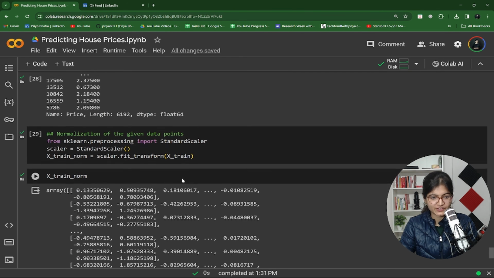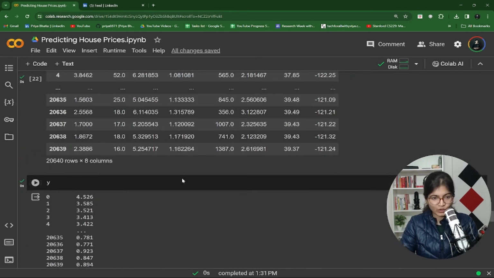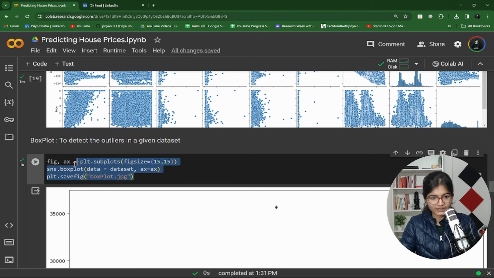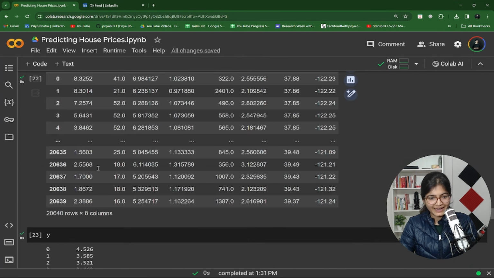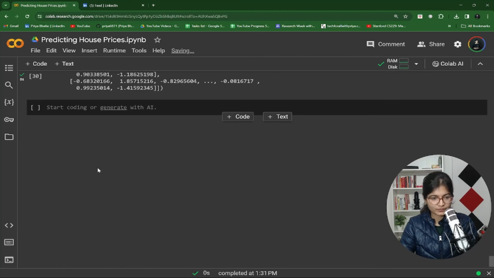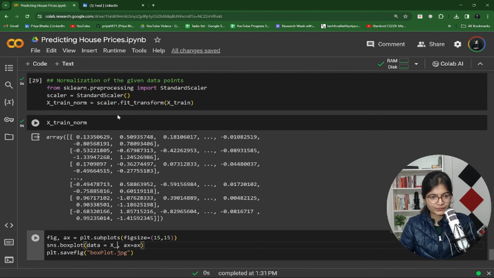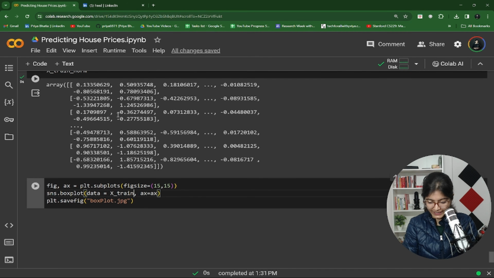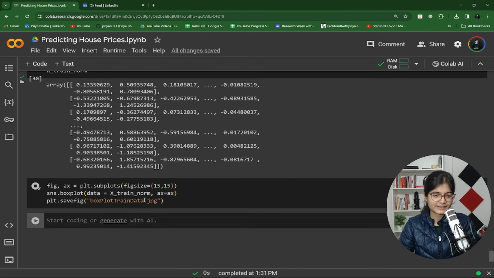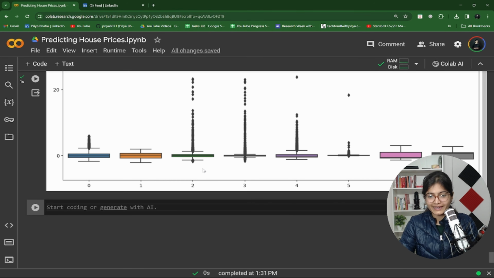Can you see a specific range is there? To make it clearer, let me do the box plot again and show you the range. When we see things visually, we will clearly understand what is happening. So I'll show you x_train_norm, the box plot of the train data. Let's see. Can you see?